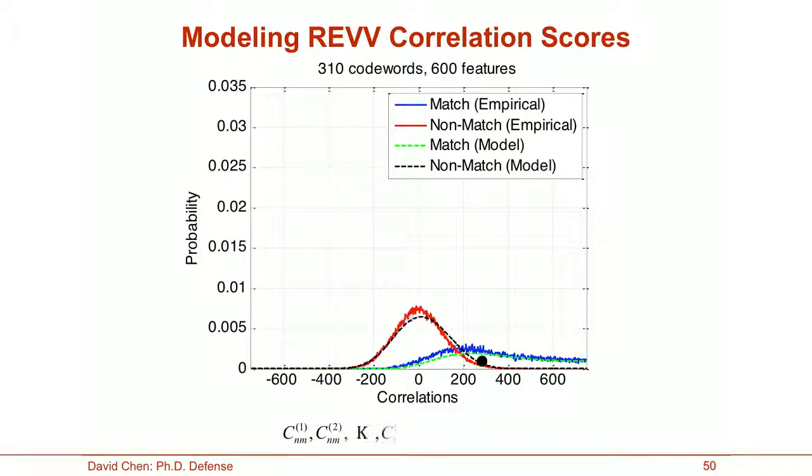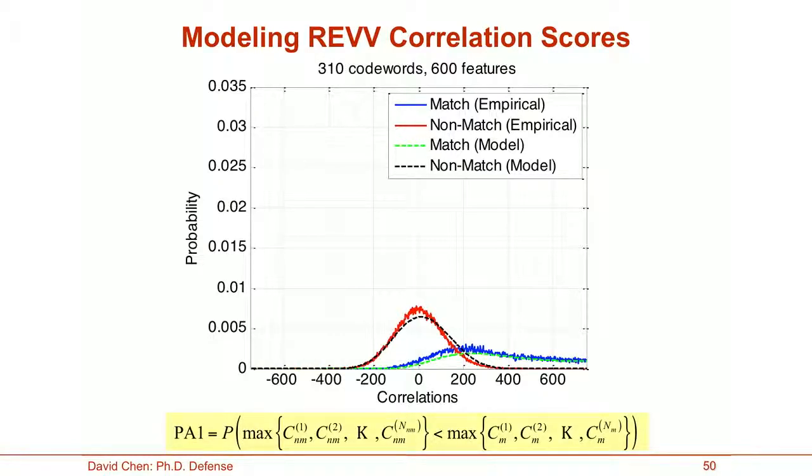Now we can draw random variable C sub nm from the non-matching distributions representing non-matching images in the database. Similarly, we can draw random variable C sub m from the matching distribution representing matching images in the database. Usually, there are far fewer matching images than non-matching images. Now, for the retrieval result to be correct in the first spot, what we need is the max of the matching scores to be greater than the max of the non-matching scores. And the probability of this event occurring is exactly equal to the mean precision at rank 1.